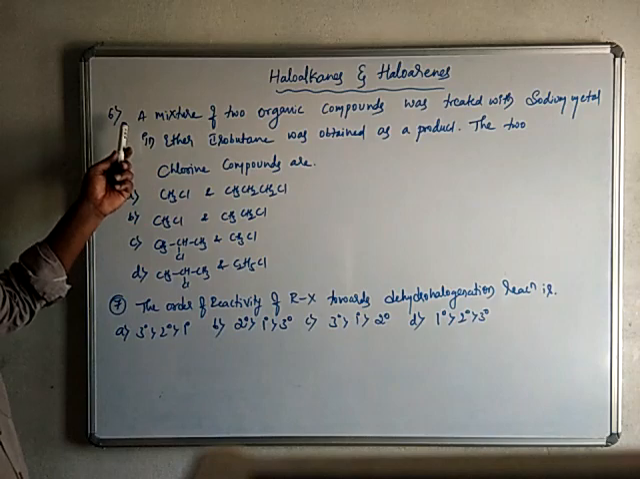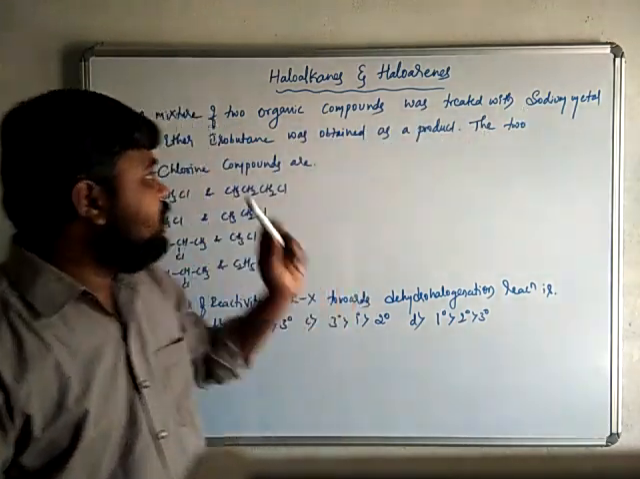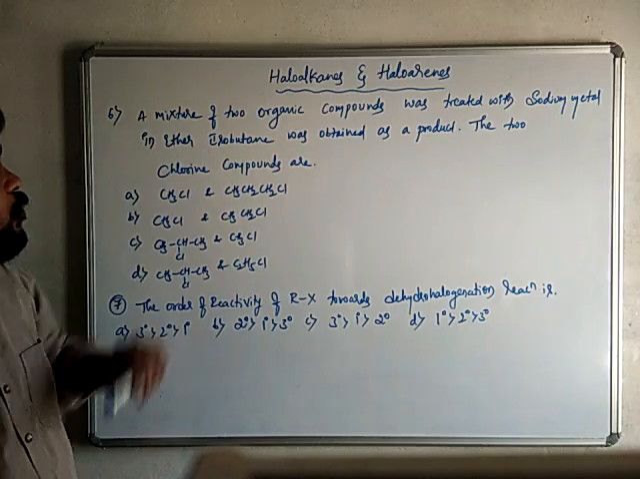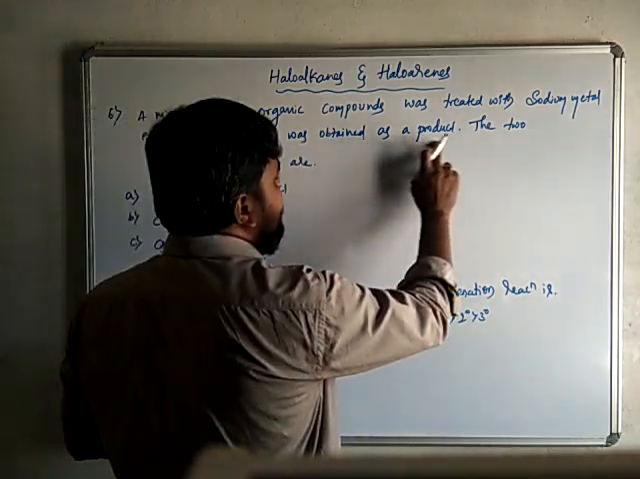So next question is, a mixture of two organic compounds which is treated with sodium metal in presence of dry ether, it gives isobutane. Isobutane was obtained as a product.